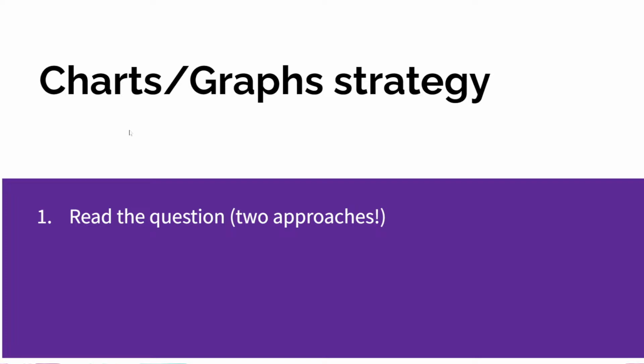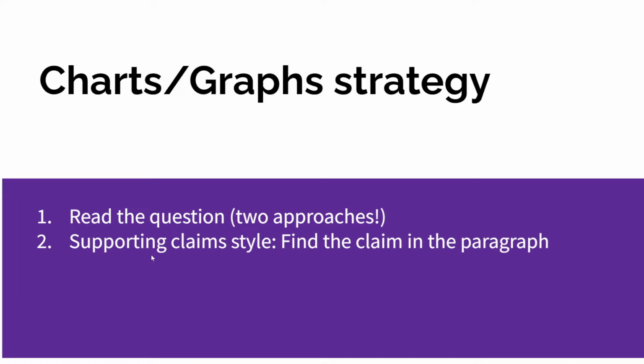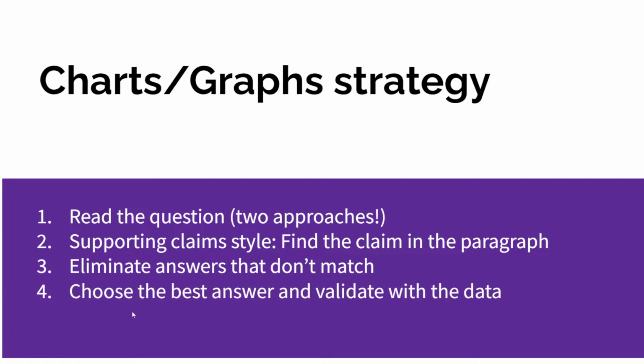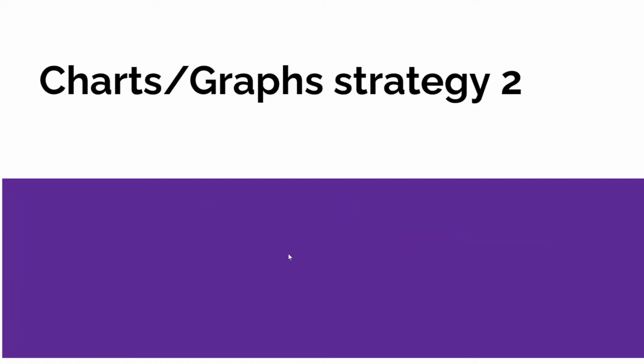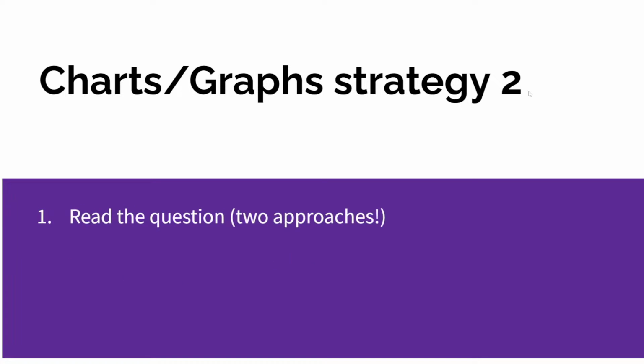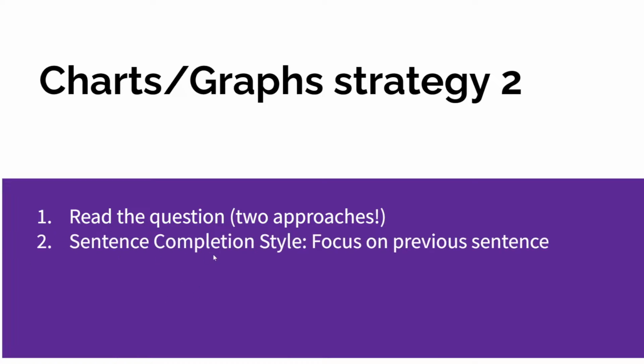So again, when we talk about these charts and graphs, you want to make sure you look at the question carefully because that's going to tell you which strategy you need to use. We've got the first kind, supporting claim style questions, where we find the claim in the paragraph, eliminate answers that don't match, and then validate them with the data. The one we're going to practice right now is the second variant, where we start with a question that asks us to complete a sentence or complete the text.